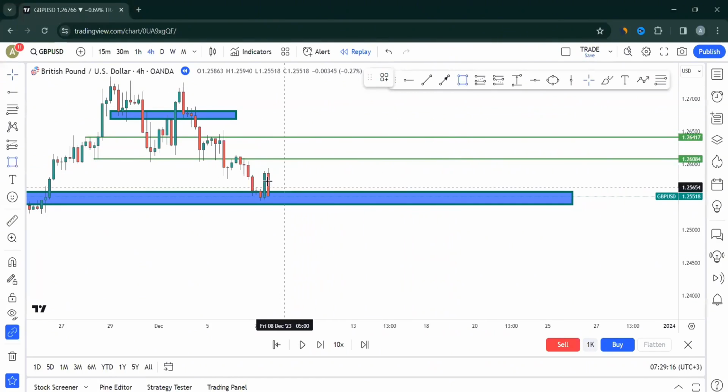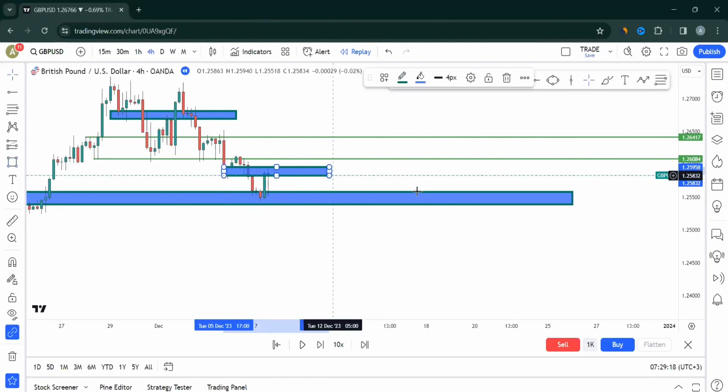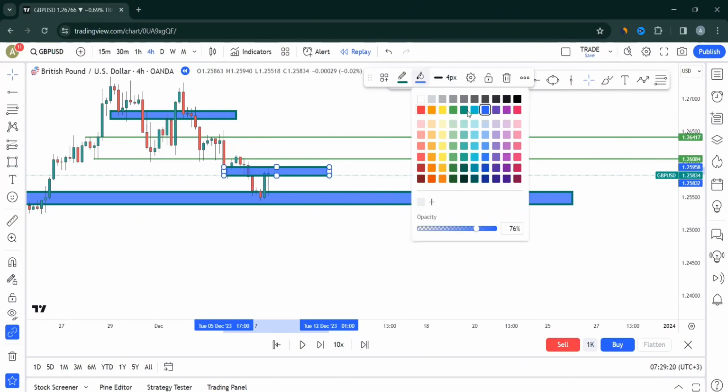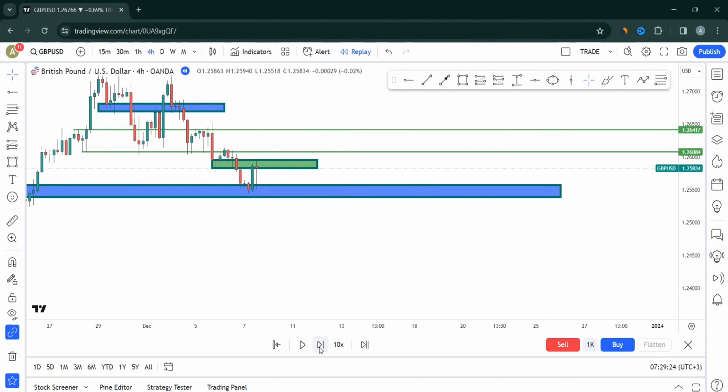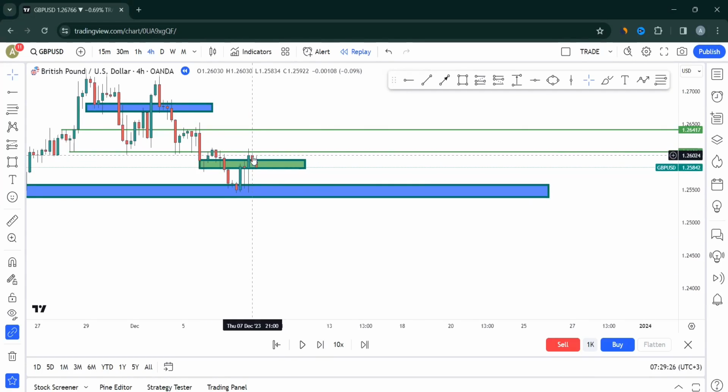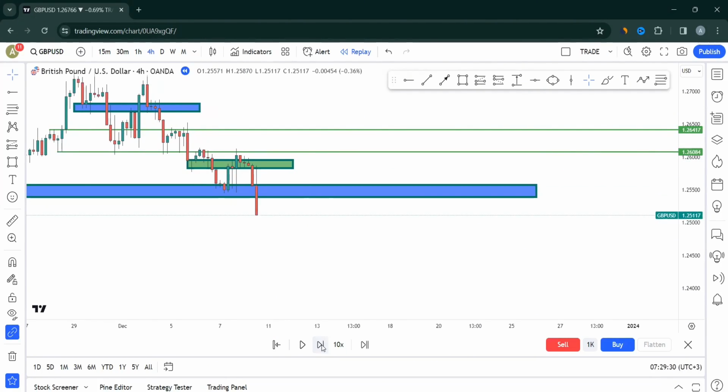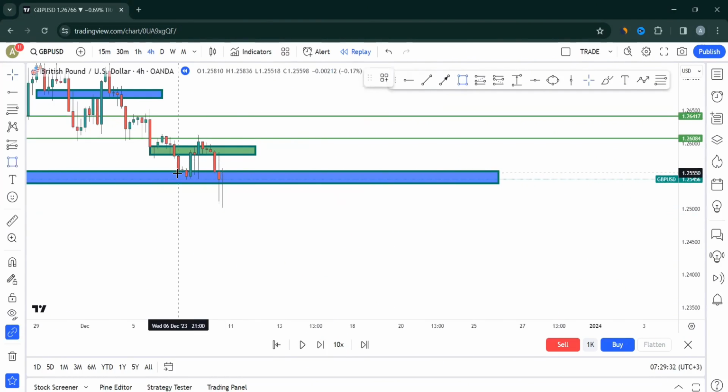So in this case, you can see the market came and reacted to this level here. Are you getting it? Let me just change the color to green so that you don't confuse it. So the market reacted there, right? It tried a bit to go back up, but again broke back down. So let's see what the market does. The market again comes and makes a new low, right?